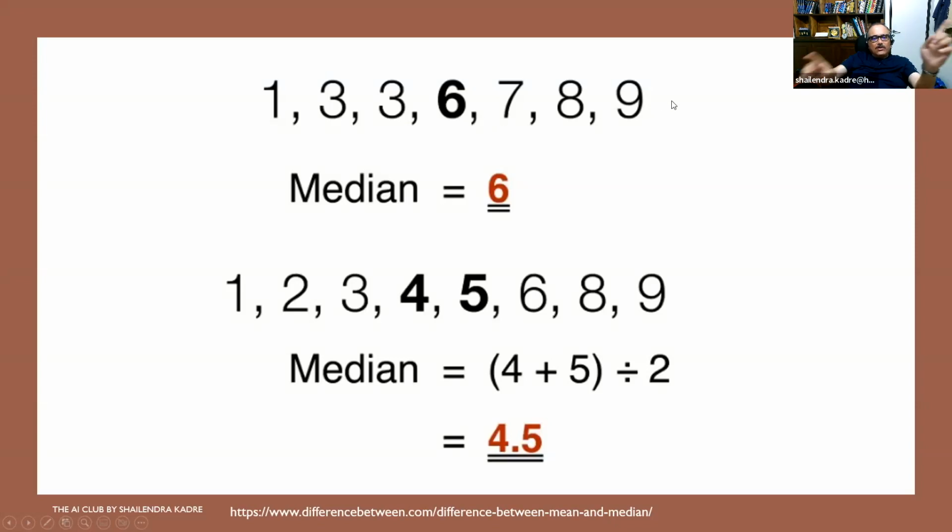In that case, you have to arrange them in increasing order. So you have done that: 1, 3, 3, 6, 7, 8, 9. So 6 is the middle number because the count is odd.